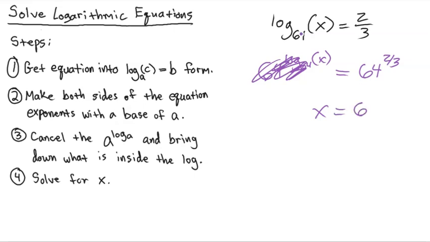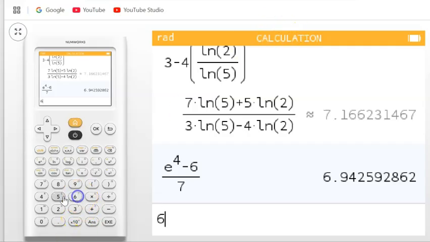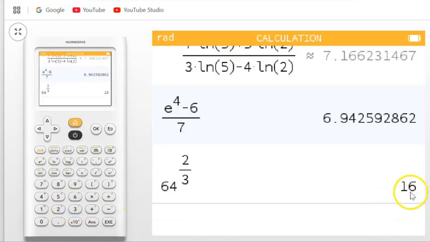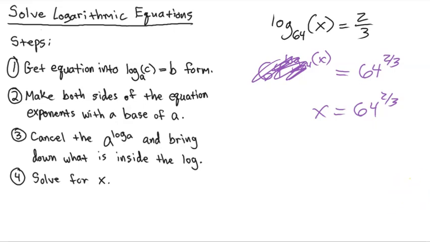We have x is equal to 64 to the 2/3 power, which we can do in a calculator. So we can do 64 to the power of 2 divided by 3. And we get 16 as our answer. And so x is equal to 16. Okay, that was a pretty easy example. Let's do another one that's maybe a little more challenging.